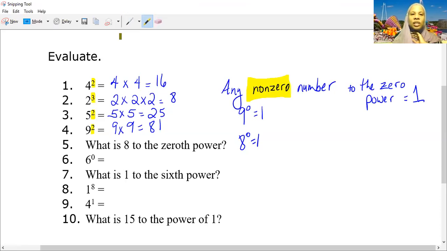Okay, 9 to the 0 power. Let's say x to the 0 power equals 1. Okay, anything to the 0 power equals 1. That's the rule. Now, I did some research on this because it can be very confusing to a lot of people. So when I did research, this is a perfect example to explain this rule. All right, so 8 to the 0 power equals 1.